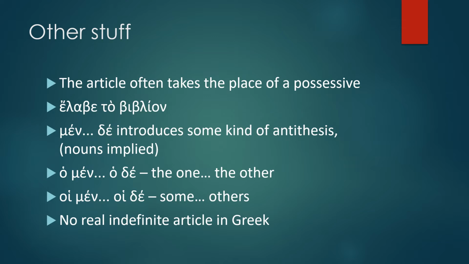And we don't have a real indefinite article in Greek. There are words that are indefinite, but there's no indefinite article. So don't worry about a or an. If you want to say a man, it's just plain anthropos.